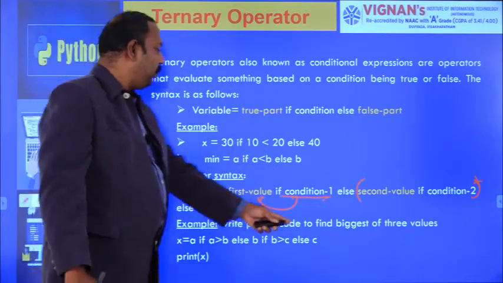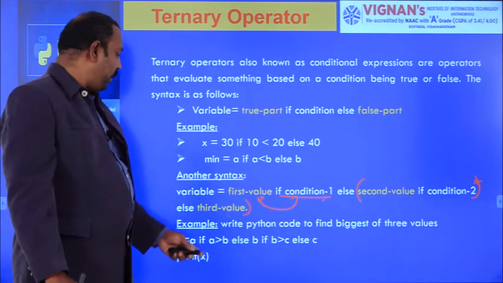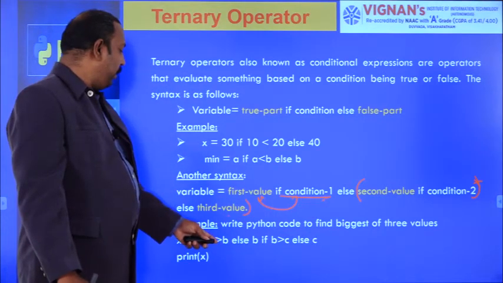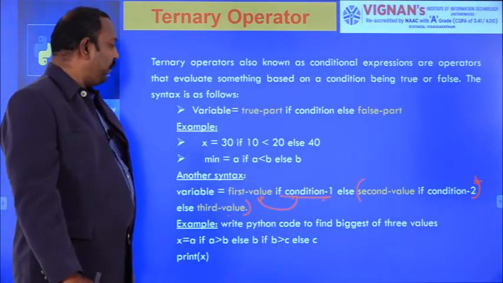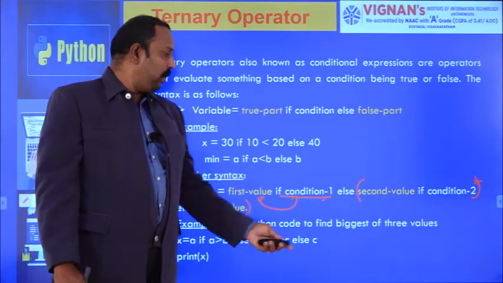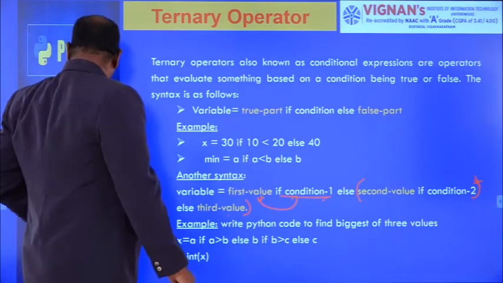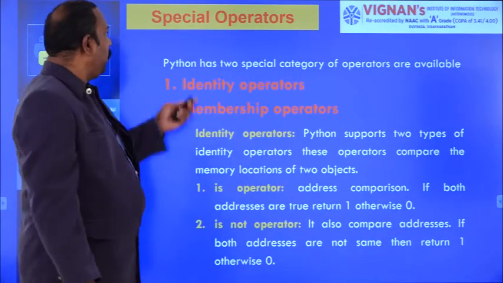Similarly, write a Python code to find the biggest of three values. That's why I already told: A if A is greater than B, and this is the logic for finding it. I already explained the biggest of three numbers. Next we will move on to the last operators.